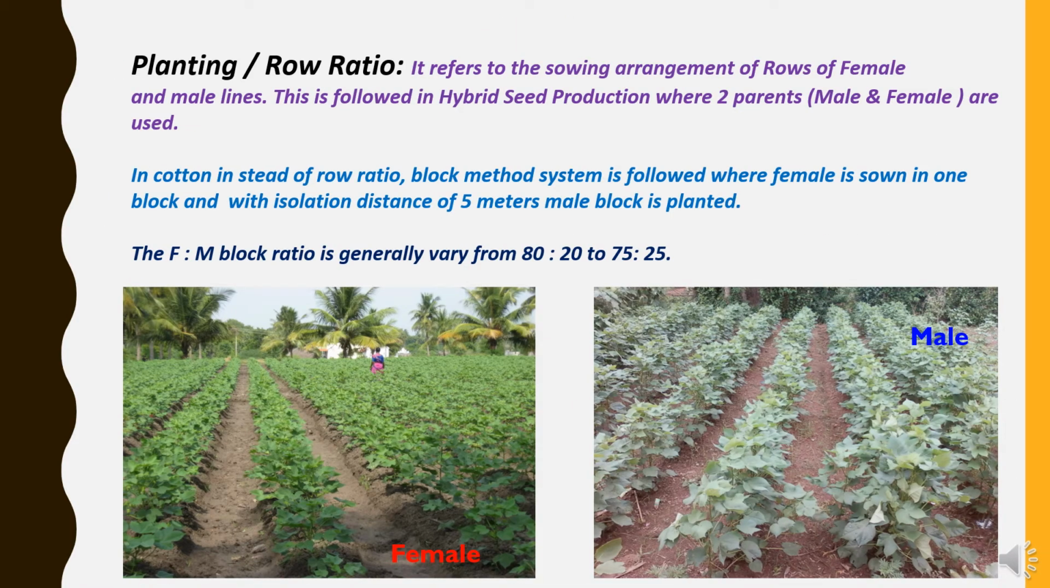Planting ratio or row ratio refers to the sowing arrangement of rows of female and male lines. This is followed in hybrid seed production where two parents, male and female lines, are used. In cotton hybrid seed production, instead of row ratio, a block method system is followed where female is sown in one block and, with an isolation distance of 5 meters, the male block is planted. The female and male block ratio generally varies from 80 by 20 to 75 by 25.